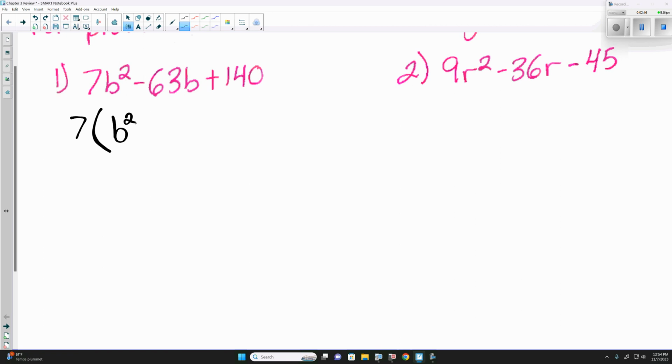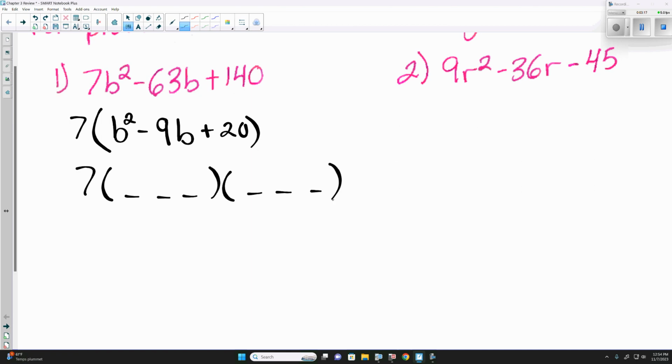And if we factor 7 out of 7b squared, we're left with b squared minus. If we factor 7 out of 63, we're left with 9b plus. If we factor 7 out of 140, we're left with 20. Because we're pulling 7 out of each one, we're dividing each term by 7, giving us 7 times b squared minus 9b plus 20. Once we've done that, we move on to step 2, our 2 sets of parentheses with 3 spaces, giving us enough room to put everything we need.